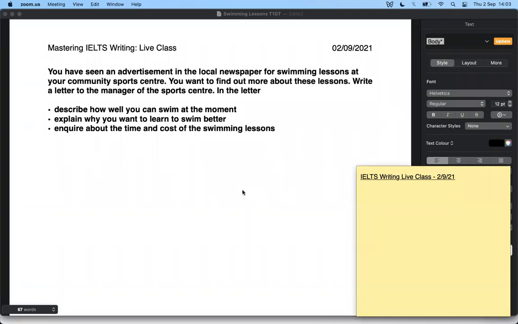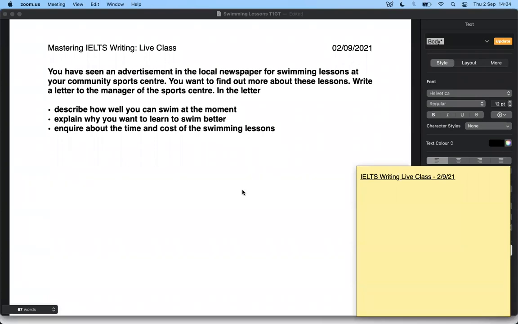You have seen an advertisement in the local newspaper for swimming lessons at your community sports center. You want to find out more about these lessons. Write a letter to the manager of the sports center, and in the letter, describe how well you can swim at the moment, explain why you want to learn to swim better, and inquire about the time and cost of the swimming lessons. So just like with task two, we're going to approach this question with a sort of three-step process.